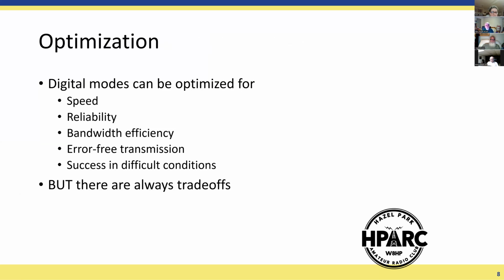So there are a lot of digital modes because they are optimized for different things. You can optimize for speed, reliability, narrow bandwidth, error-free transmission, or success in difficult conditions such as noisy or fading environments. But you can only optimize for one or two of these things out of the five, and there are always trade-offs to be made. So you'll find different modes will work well under different circumstances and for different purposes.